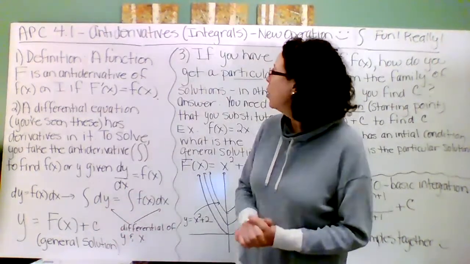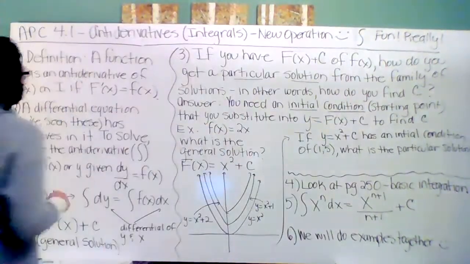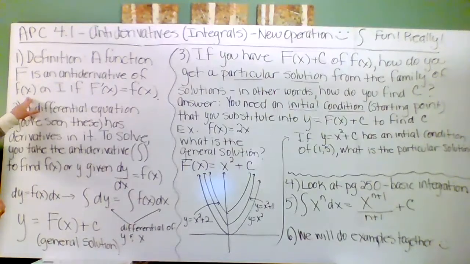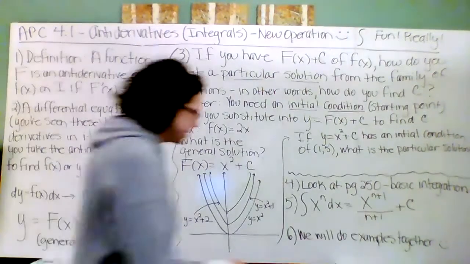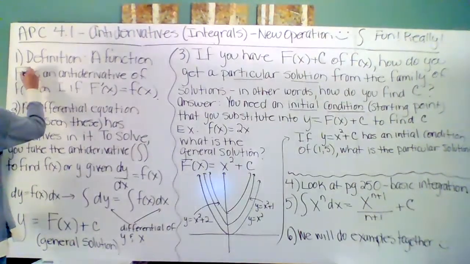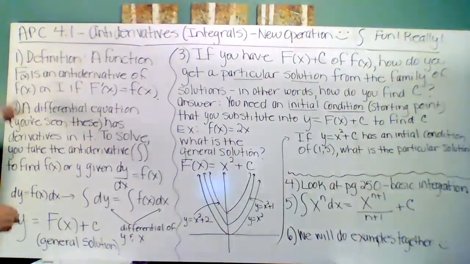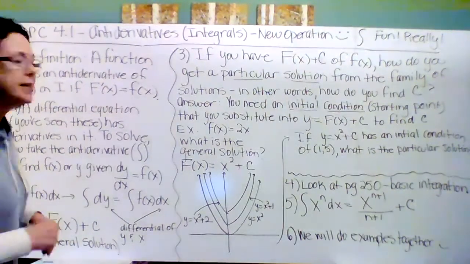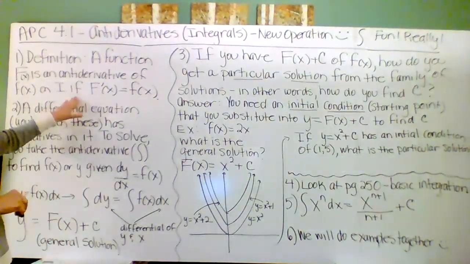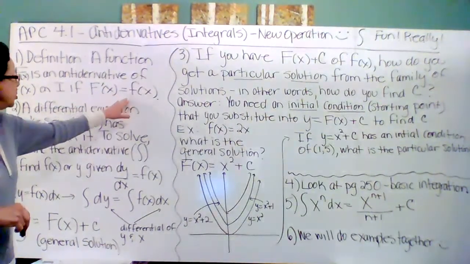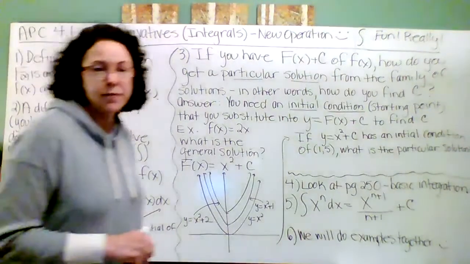So, definition: a function capital F is an antiderivative of small f of x. You know, I should probably put an x on that capital. So let's try that again. Here we go. A function capital F of x is an antiderivative of small f of x on an interval I if, when you take the derivative of the capital F of x, you get the small f of x.